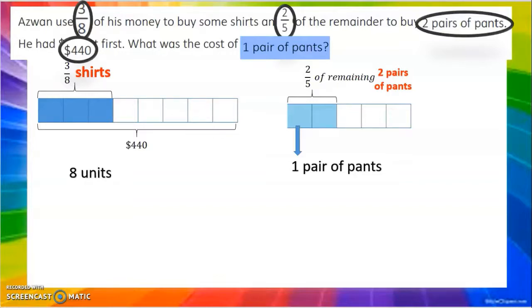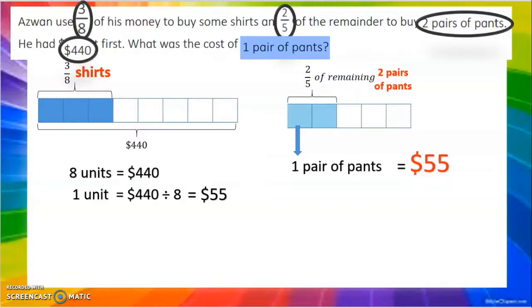So we have 8 units here, right? So the 8 units, the cost is $440. How to find only one unit? Very good. We're going to divide by 8. So 440 divided by 8 is equal to $55. It means the pair of pants is equal to $55.